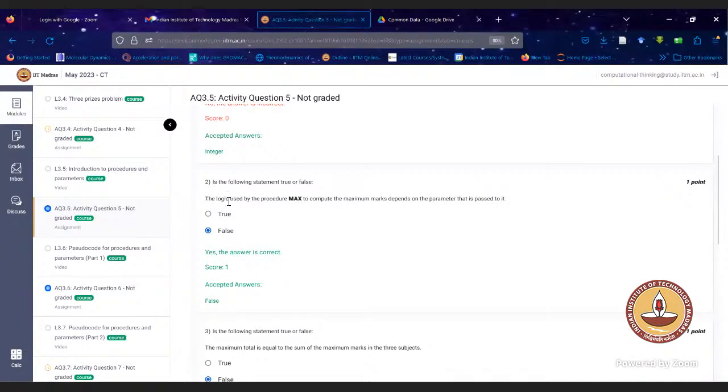Yeah, so basically, I'm pretty sure that in the procedures and parameters, he creates a procedure called max. Yes, sir. Max computes the maximum marks, right? That's what the procedure is for. Yes, sir. And it says that it depends on the parameter that is passed to it. The logic. Will the logic depend on the parameter that is passed to it?